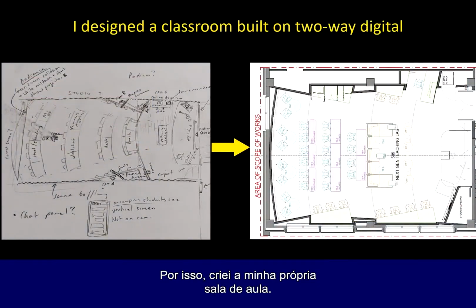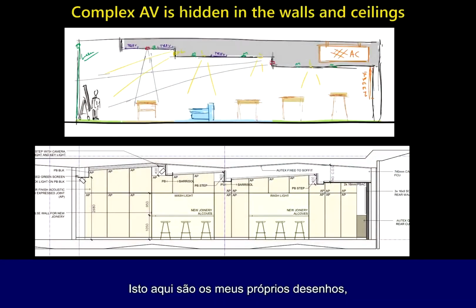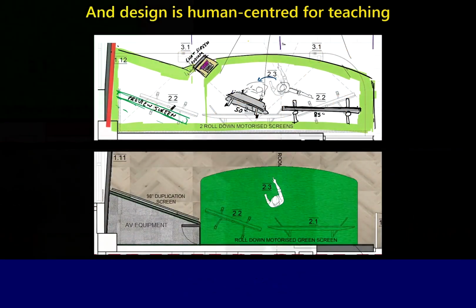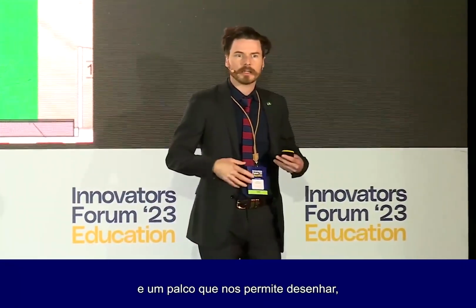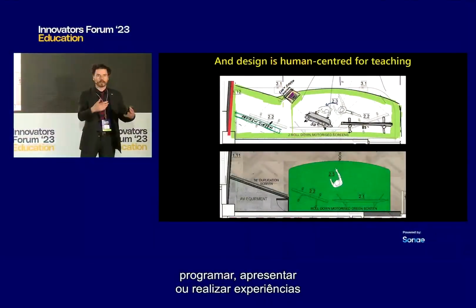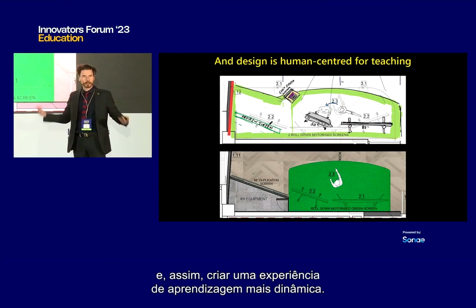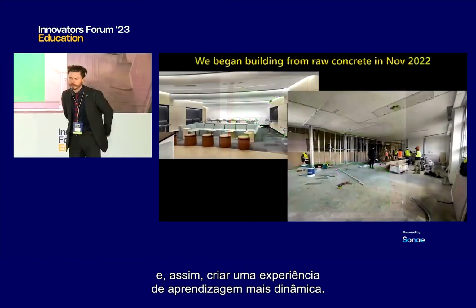So I designed my own classroom. And everything here was my own drawings, designing all of the technology built into the room, AV that would provide a digital embodiment for remote students. And a front stage that allowed us to do inking or coding or presenting or even bring experiments in and create a more dynamic learning experience.